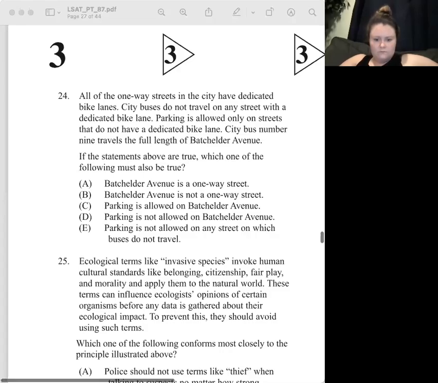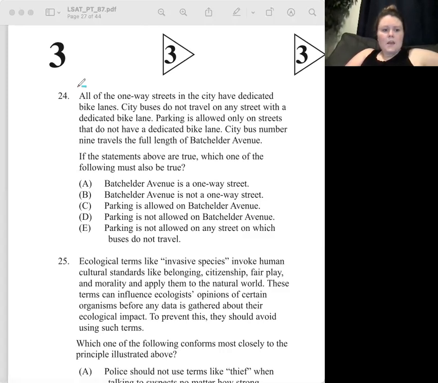Have dedicated bike lanes. City buses do not travel on any street... So if it's a one-way street, yep. So all one-way streets have dedicated bike lanes. Cool. City buses do not travel on any street with a dedicated bike lane.